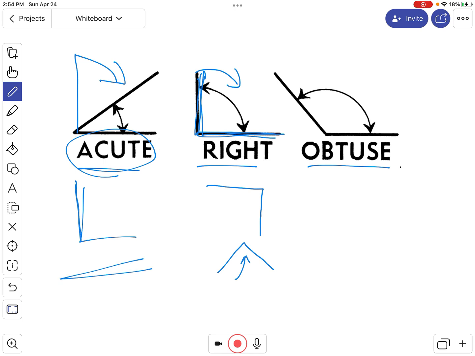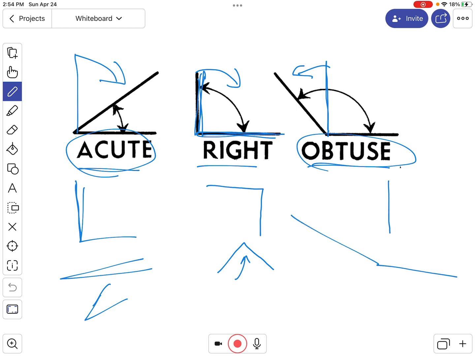This is an acute angle. Anything smaller than a right angle is an acute angle. An obtuse angle is anything more open than a right angle. So you can see a right angle would be right here, but if we open that line out a little bit more, we get an obtuse angle. This is an obtuse angle.